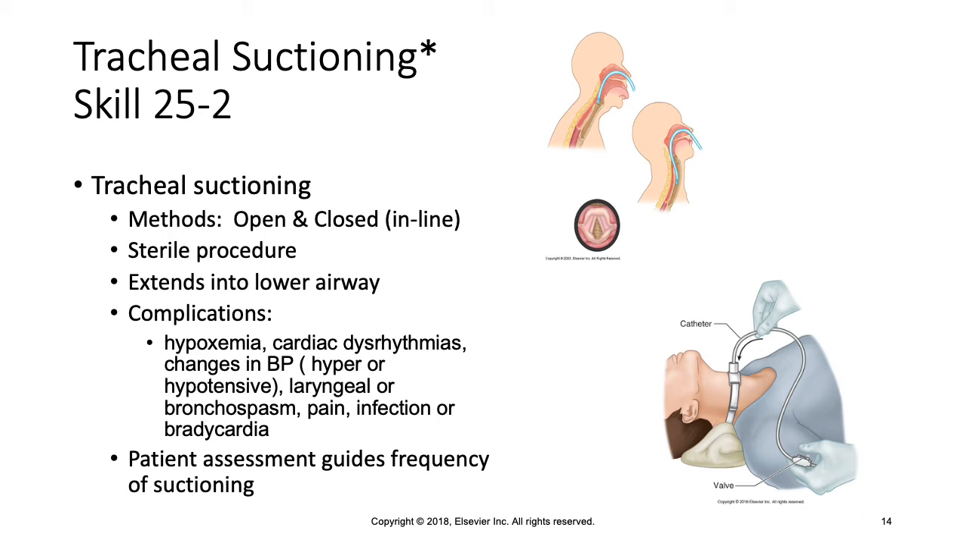But we hyperoxygenate with a bag valve mask, with an ambu bag. You can hyperoxygenate that way. Or if the patient's on a ventilator, there's an actual button that you can push to hyperoxygenate the patient, and it's done for maybe 30 to 60 seconds. And you should do this just right before you're about to suction, because if you hyperoxygenate them and you wait a few minutes, well, you've kind of taken away the benefits of doing it. So just right before you suction, you hyperoxygenate.